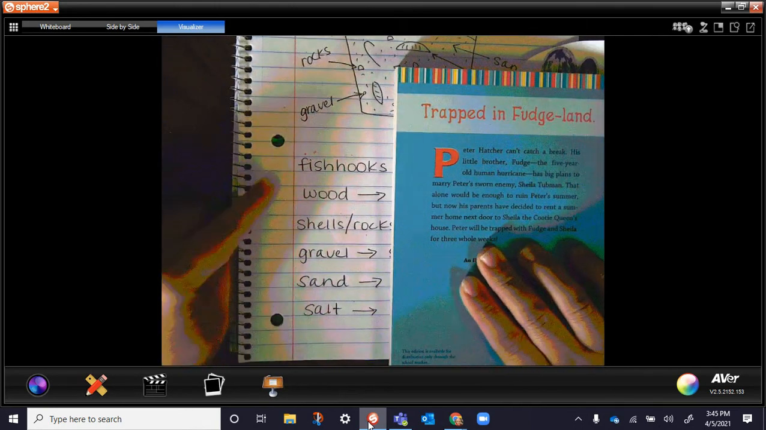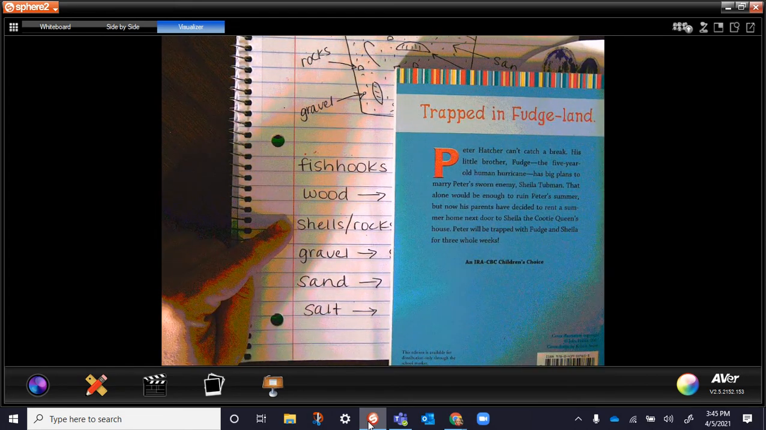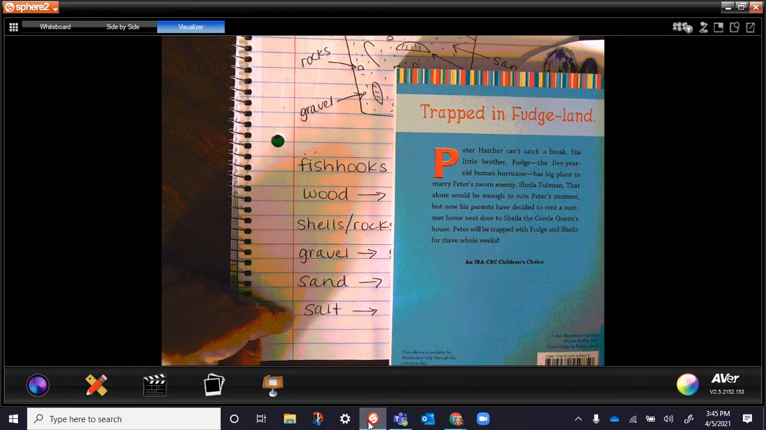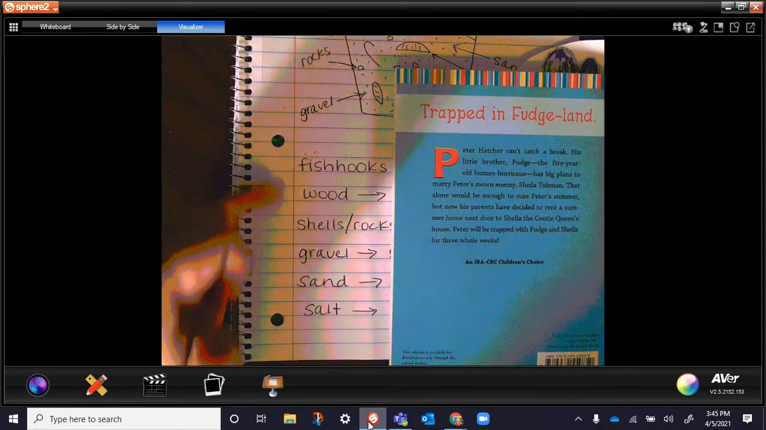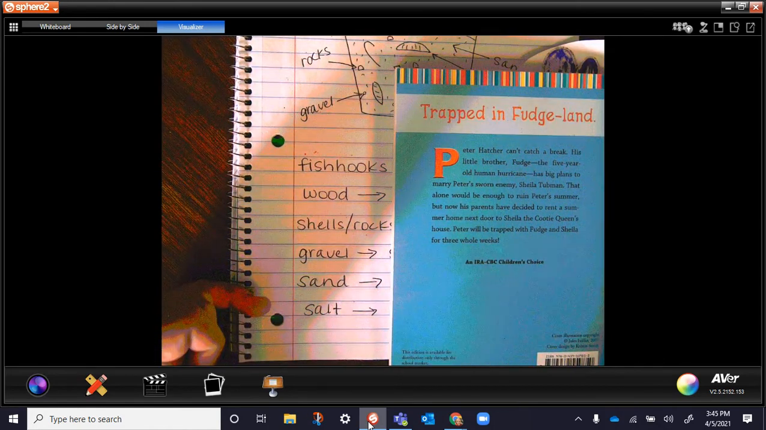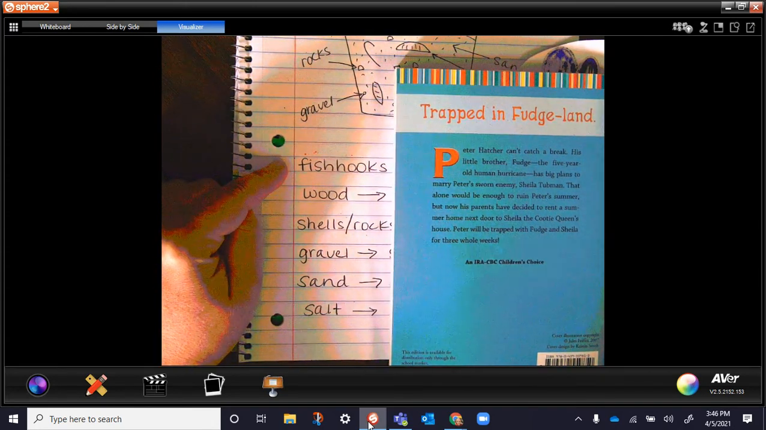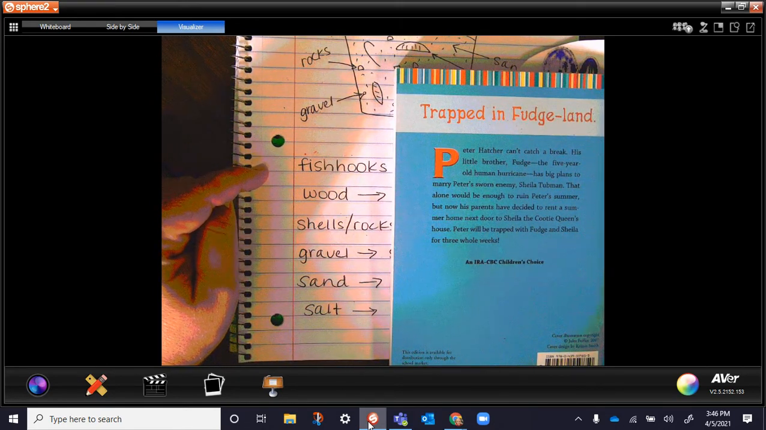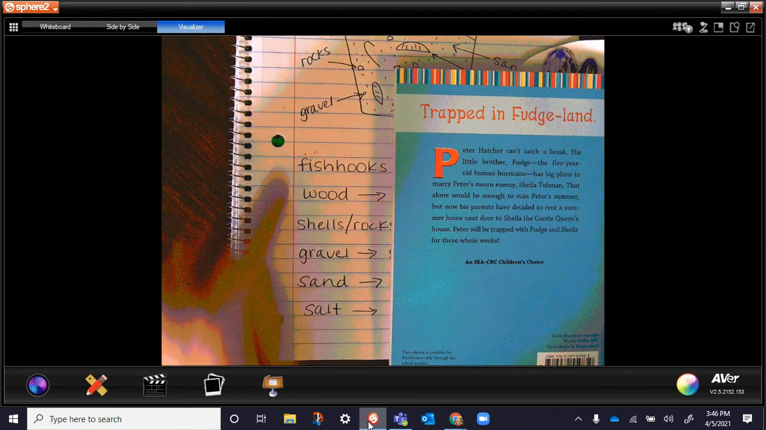All right, so you're going to go through and separate all of these different things. So the fish hook, the wood, the shells and the rock, the gravel, the sand, and then the salt from the water. So you're separating all those things. So when you're thinking about what tool would be appropriate to use to separate it, I want you thinking about the properties. So here with the fish hook, we knew that because of the material, that material would be attracted to the magnet, and that's why we use that particular tool to separate the fish hooks.